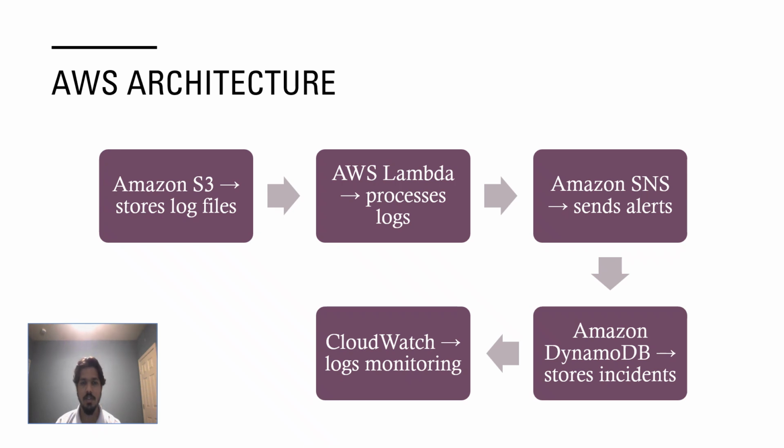This architecture uses several AWS services working together. Amazon S3 stores the uploaded log files. AWS Lambda processes and analyzes the logs. CloudWatch monitors execution, and SNS sends alert notifications. Together, these services create a scalable and automated insider threat detection system.